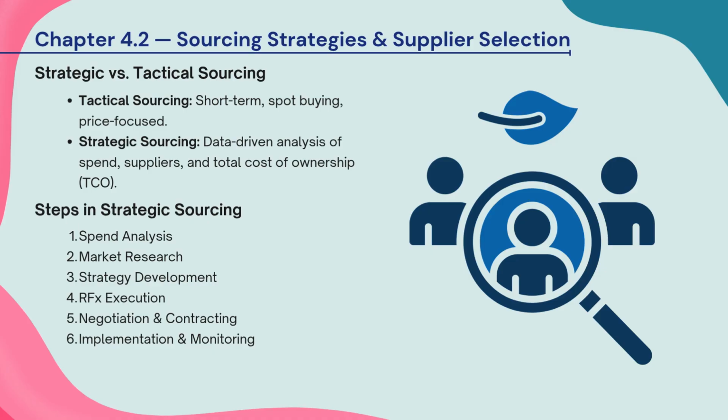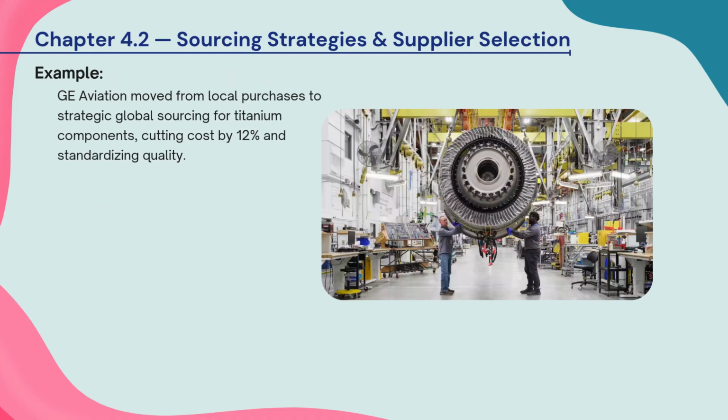with ongoing monitoring. For example, GE Aviation shifted from local purchasing to strategic global sourcing for titanium components. This approach reduced costs by 12% while standardizing quality across suppliers. It demonstrates how strategic sourcing drives both cost efficiency and consistent performance in critical supply chains.